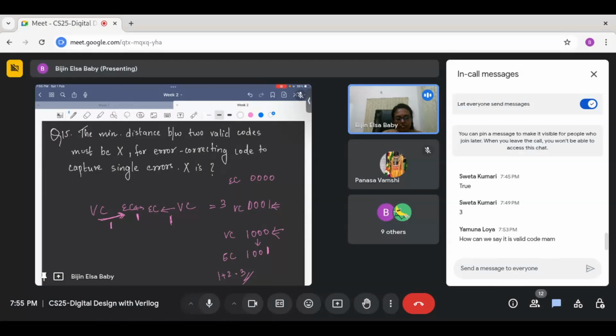Taking an example, this is the valid code, the information we want to send. The sender is sending this information, but at the receiver side, we are getting the corrupted code. So this is the corrupted information. Instead of 1, it is getting 0. Here, instead of 8, it is getting 9. So the distance between the two valid codes, the minimum distance, will be 3.